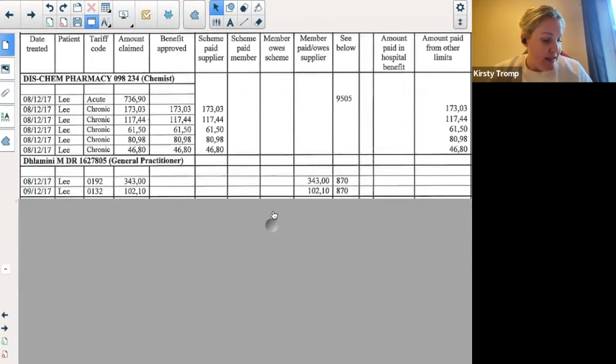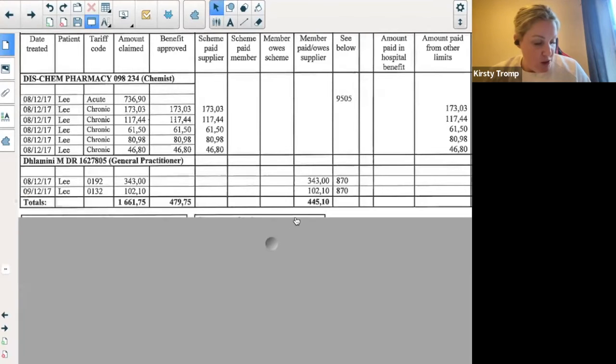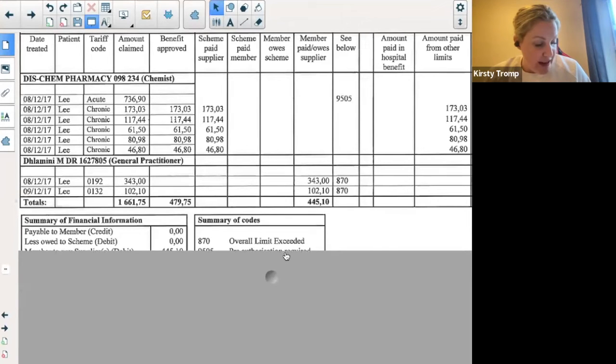And then we see Lee went back to the doctor the next day. Okay, we've got another code there, 102 Rand, and once again, he needs to pay the supplier. All right, so if we go and have a look at those codes, 870 tells us that overall the limit was exceeded. So obviously Lee went to the doctor too many times, he exceeded the limits.